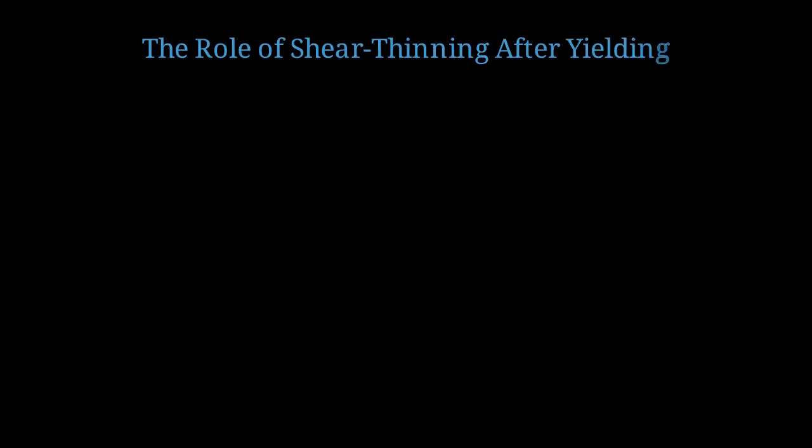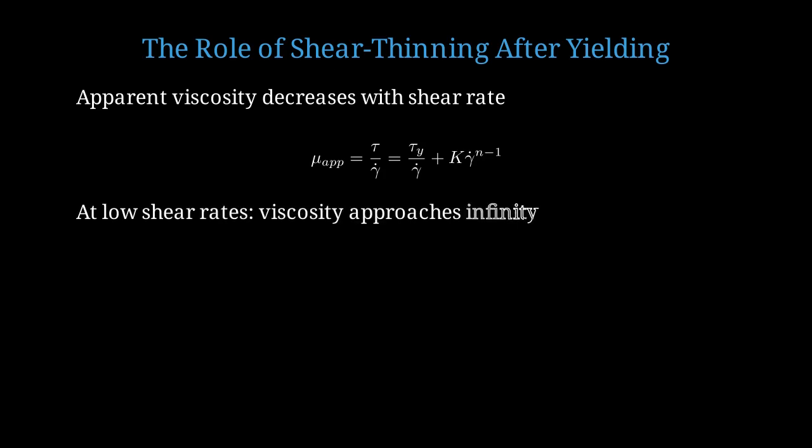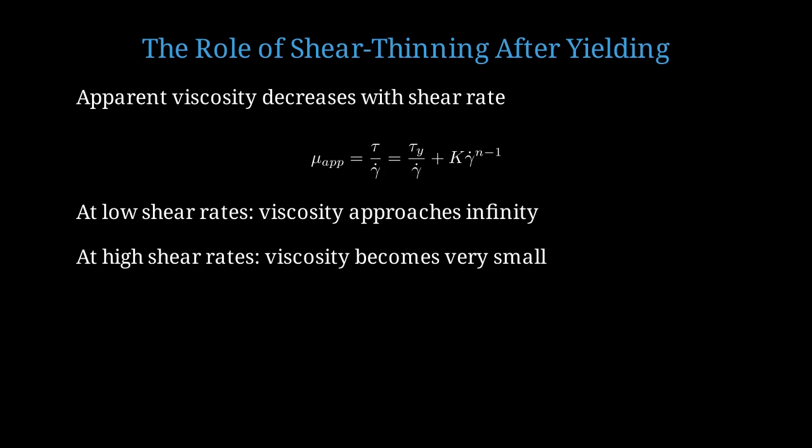Once the ketchup begins to flow, its shear-thinning nature becomes critical. Let's examine this quantitatively. As shear rate increases, the apparent viscosity drops dramatically. This is why once flow starts, it accelerates rapidly. The apparent viscosity equals tau over gamma dot, which equals tau sub y over gamma dot plus k times gamma dot to the power n minus 1. At very low shear rates, as gamma dot approaches 0, the apparent viscosity approaches infinity because of the yield stress term. At high shear rates, the yield stress becomes negligible, and the viscosity drops to very low values, making the ketchup flow easily.